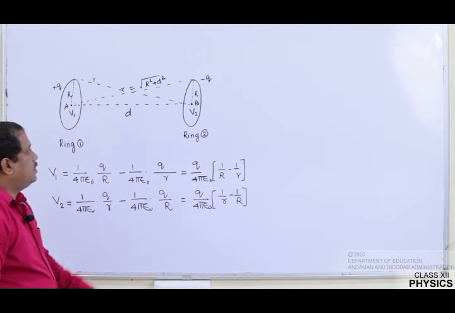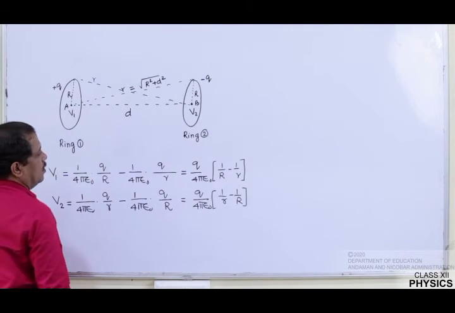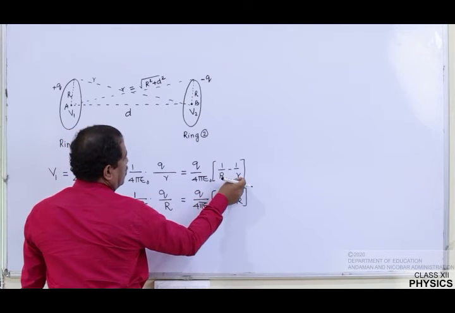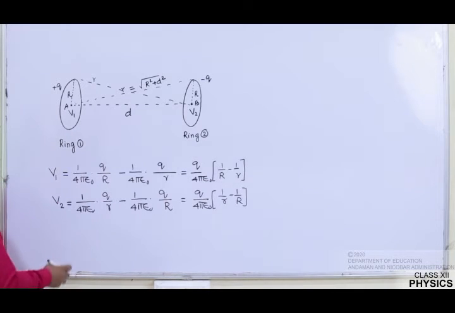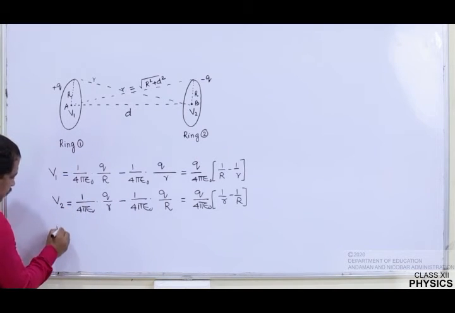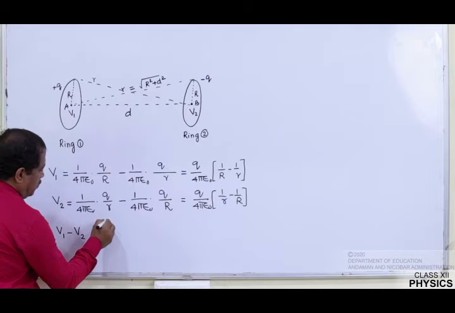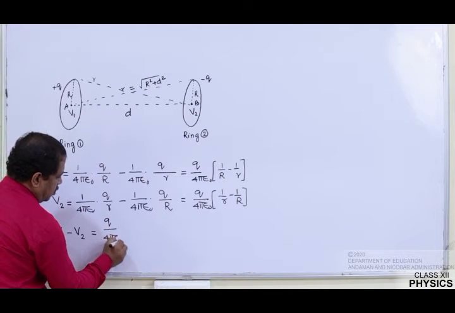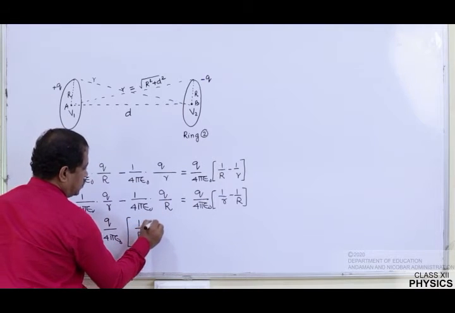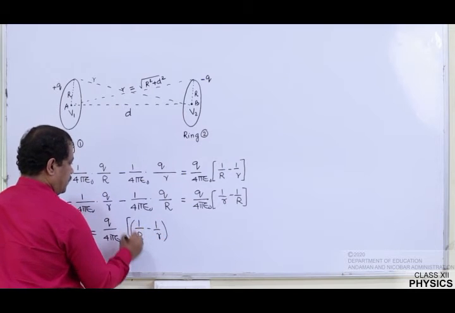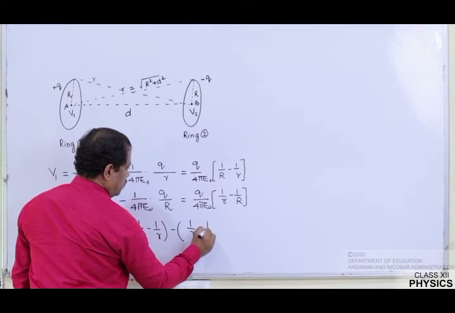Now, capital R is smaller and small r is bigger, so V1 becomes positive and V2 becomes negative. Let me find the difference of the two. Therefore, V1 minus V2 is equal to Q by 4 pi epsilon naught, common from both, into 1 by capital R minus 1 by small r from the first expression, minus, for V2, 1 by small r minus 1 by capital R.